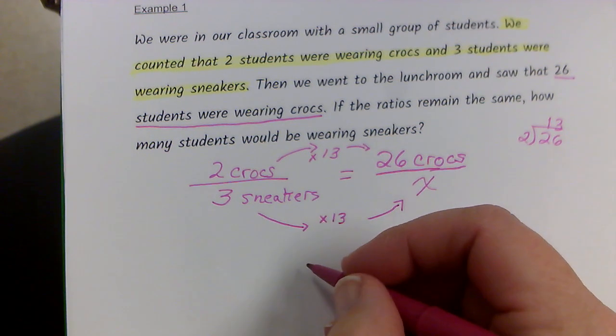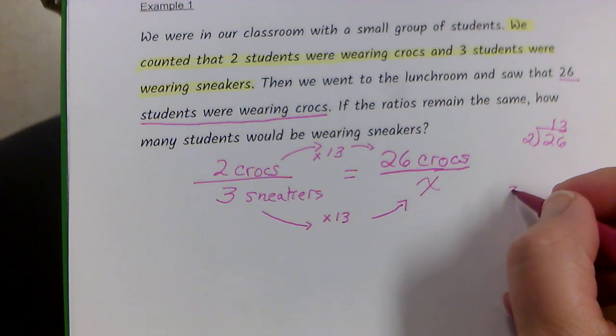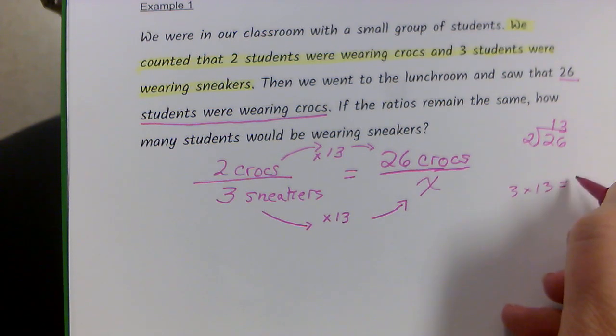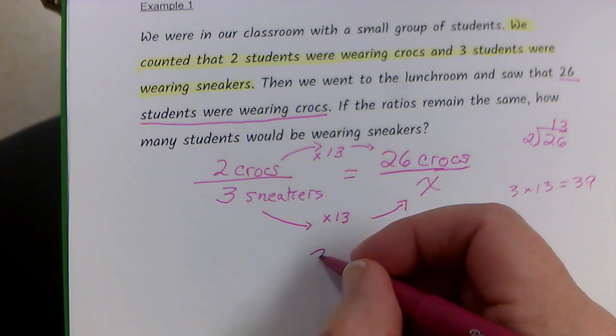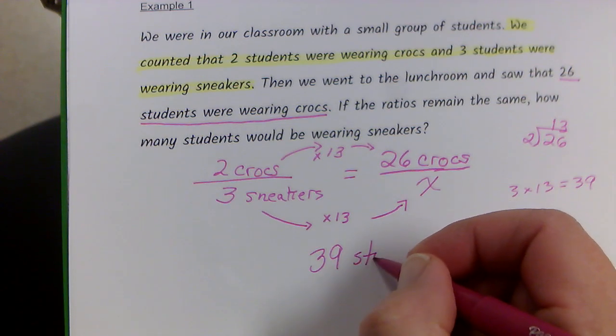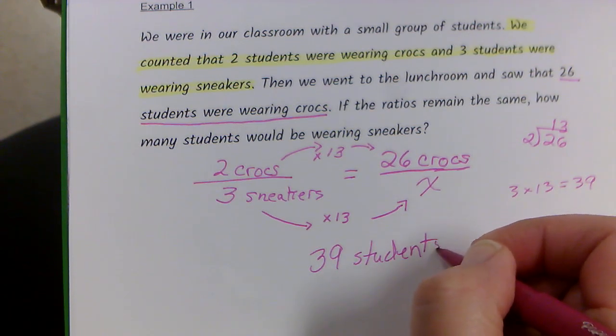Okay? And that should mean 3 times 13 is 39. So that means we have 39 students wearing sneakers.